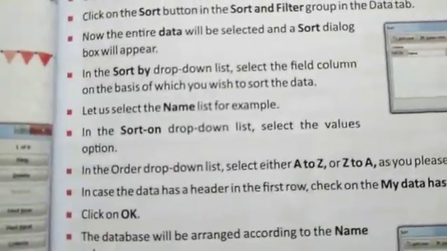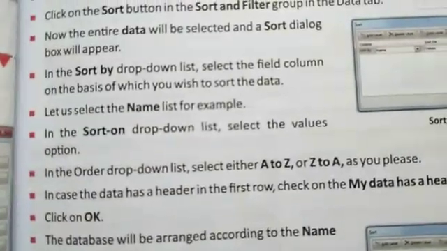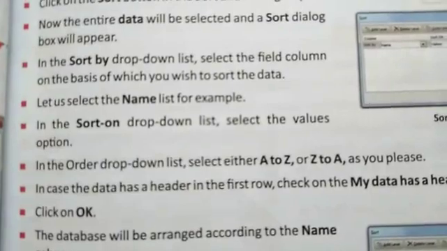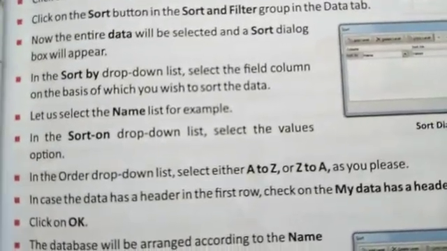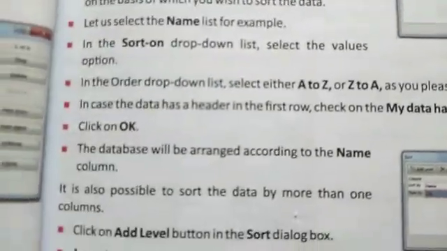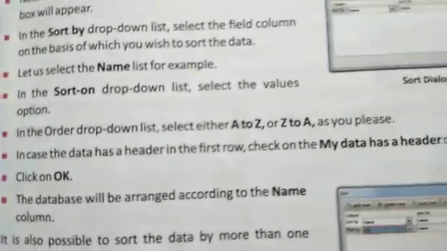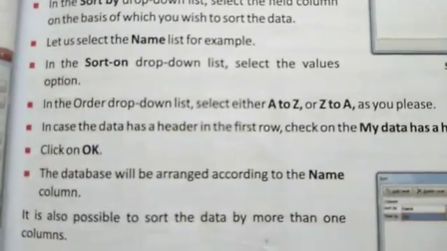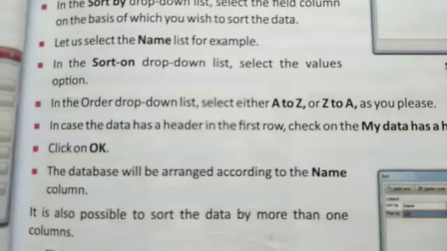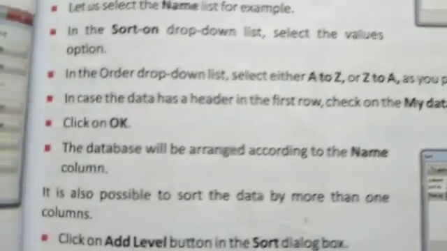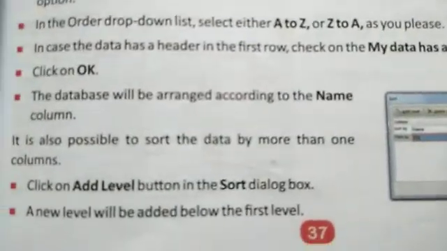In case the data has a header in the first row, check the my data has headers checkbox. Click on OK, and the database will be sorted as per the name column. It means all the students with names in alphabetic order A, B, C will appear in the database in the same sequence.